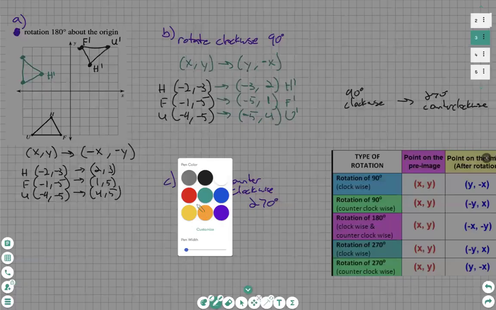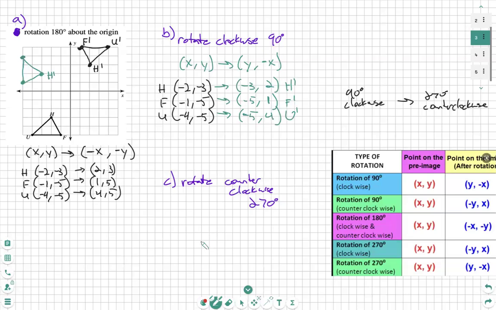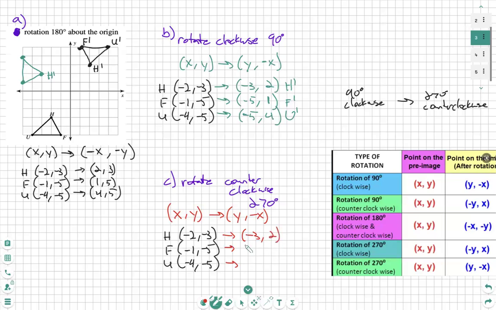Now let's do one more problem. As we can see, we're going to ask for counterclockwise 270. Let's go get our original points. And let's write the rule. The rule (x, y) changes into (y, -x), the same exact thing as clockwise 90. So we are going to get the same exact thing. Flip your x and y, change the sign of x. And we're going to get the same exact triangle.